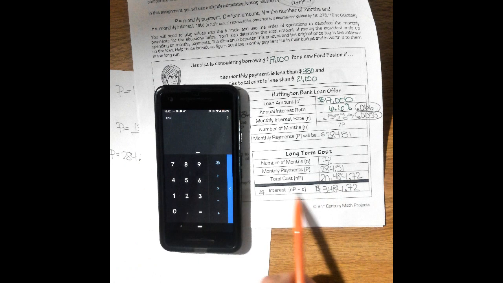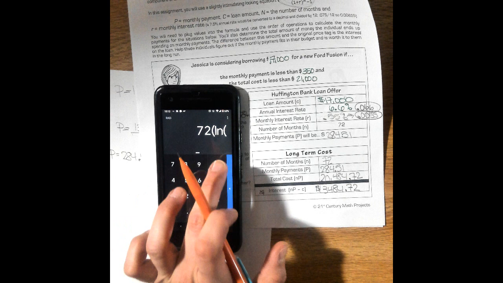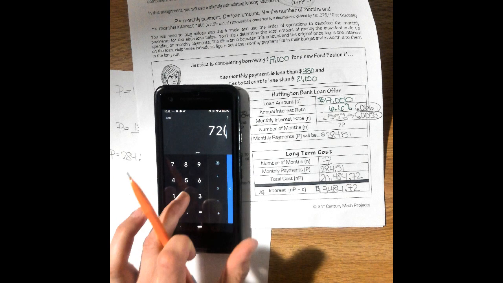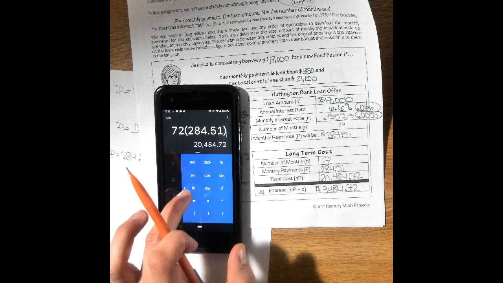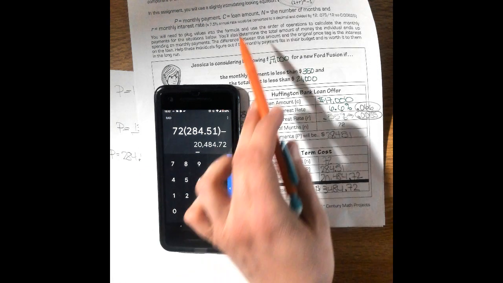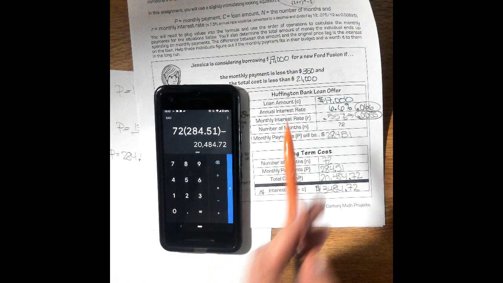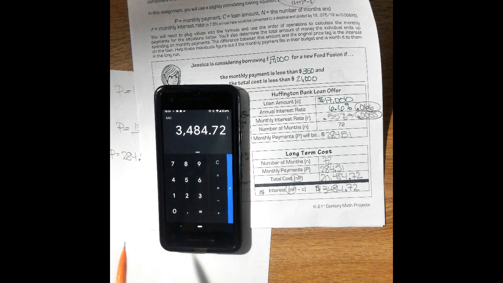If that doesn't make sense, you can literally go through these numbers and do the substitutions. So like N, it would be 72. Your monthly payment is the 284.51, which will give you back the number 20,000. Because if you notice, those are the same. Now you need to subtract your C, which is the cost of the car. It's a lowercase c up there. So I'm going to minus the 17,000. And you get the same value. So it doesn't really matter which way you do it. It's better if you understand where it comes from.